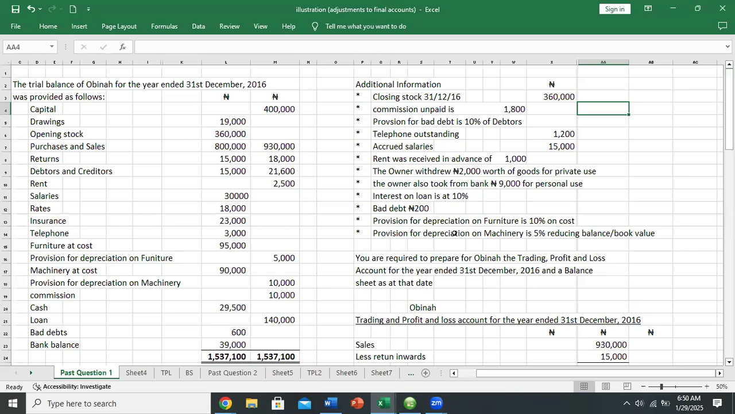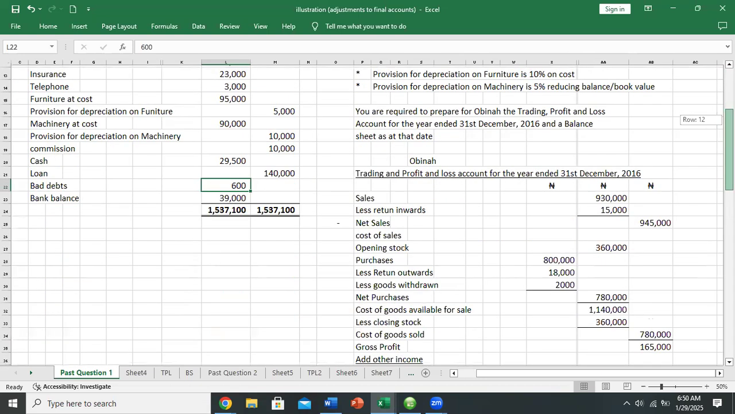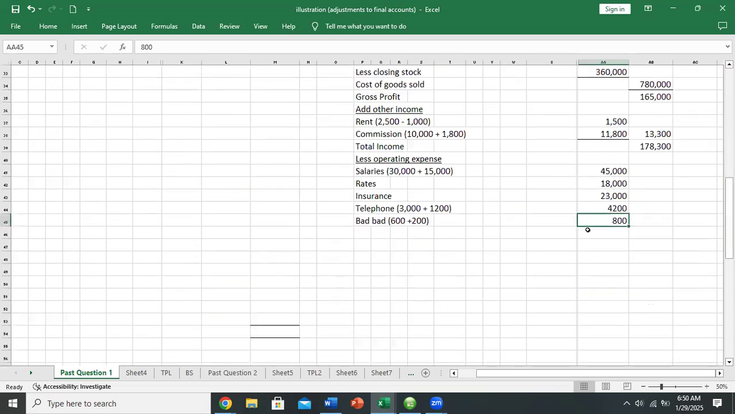And as it were, we had exhausted the trial balance. I think the last item for expense was the bad debt. But again, we acknowledge that the additional information gives further bad debt. So we added the 200 to the 600 as the total bad debt in our profit and loss account.